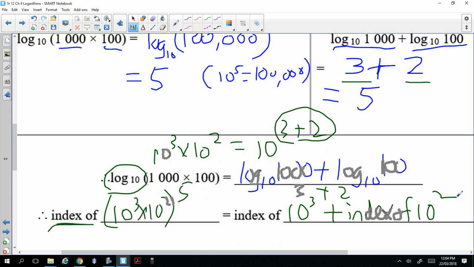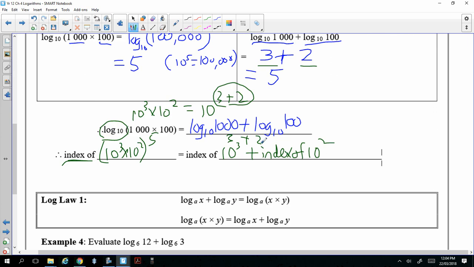So, and then we arrive on this log law, which is written here. That's the first log law. When you add two logs together, it's the same as the log of a product. Or when you do log of a product, you can change it to plus. Okay, so you have to memorize.